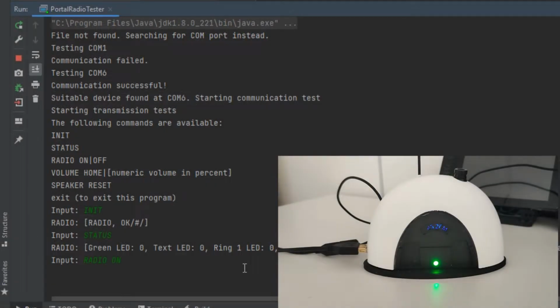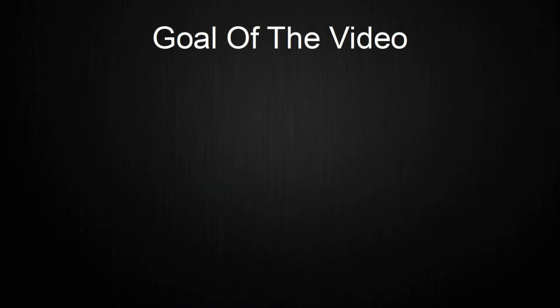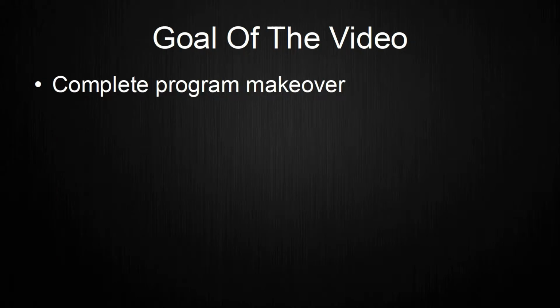The third video showed a portal radio that can be used as a speaker. In my case, this replaces the Bluetooth speaker used previously for the sound output of the program for GLaDOS. This video will show the start of the complete makeover of the program used for GLaDOS. Here, the goal will be to create a plan for the program in form of a UML diagram.